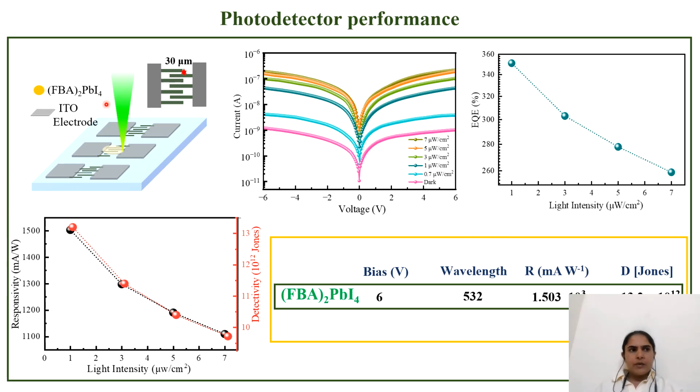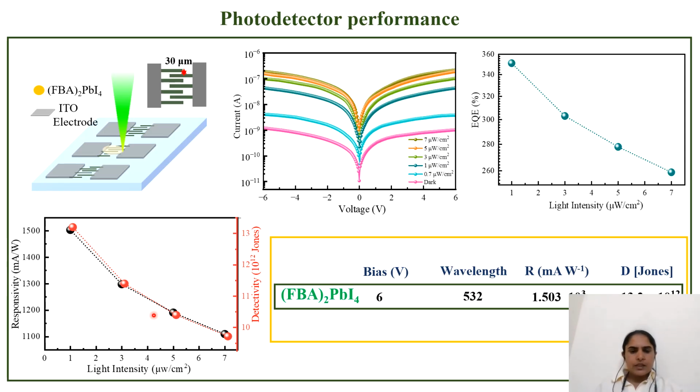Finally, we prepared the photodetector device, in which the gap between the electrodes is 30 micrometers, and this gap contains the active perovskite material. Then we measured the IV characteristics of these devices under green light, and it was found that as the intensity of the green light increases, there is an increment in the current. Then we calculated the quantum efficiency, responsivity, and detectivity of the devices.